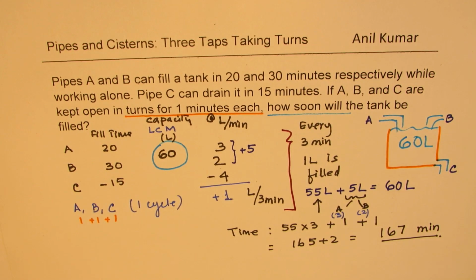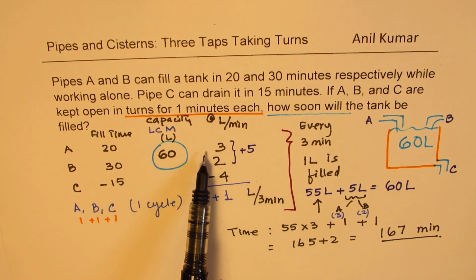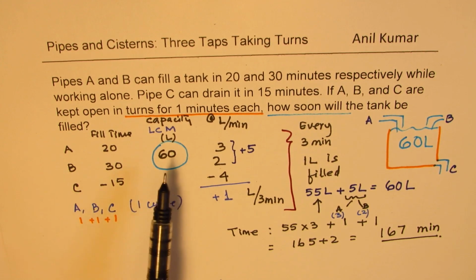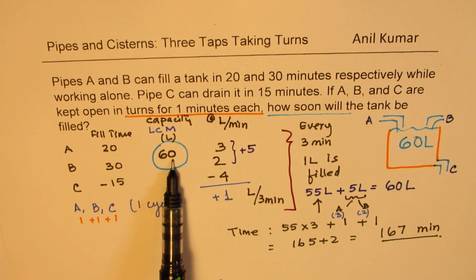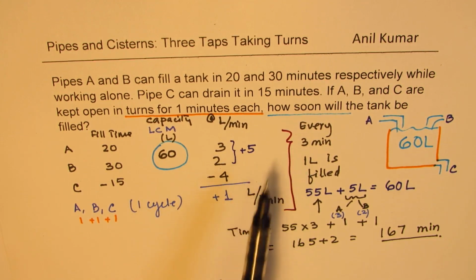So that is how this question can be solved. I hope the steps are absolutely clear. The trick here is to look into the last cycle carefully, right? And then you get the right answer. Otherwise, if you just multiply 60 by 3, you get a wrong answer, right? So I hope that is absolutely clear.